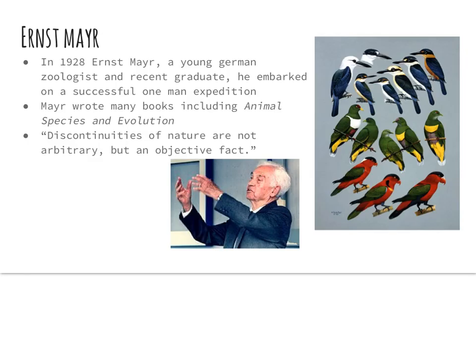In 1928, Ernest Mayr, a young German zoologist and recent graduate, embarked on a successful one-man expedition, bringing back many new specimens that launched his career as an evolutionary biologist. Mayr wrote many books, including Animal Species and Evolution, in which he talked about how natives of New Guinea and scientists were independently able to recognize 136 different types of local birds. He believed that this concordance between two different cultural groups with different backgrounds should convince us that discontinuities of nature are not arbitrary, but objective fact.